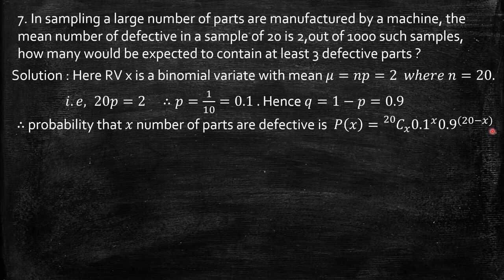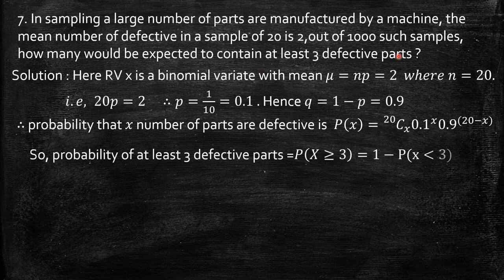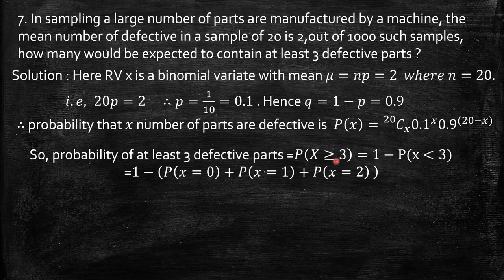Now I can go for finding the probability that contain at least 3 defective parts. That means probability of x greater than or equal to 3. If I take greater than or equal to 3, then from 3 to 20, we have to add all the probabilities, which is a huge task. Instead of that, we take the complement, 1 minus probability of x less than 3. That means 1 minus probability of x equal to 0 plus probability of x equal to 1 plus probability of x equal to 2.